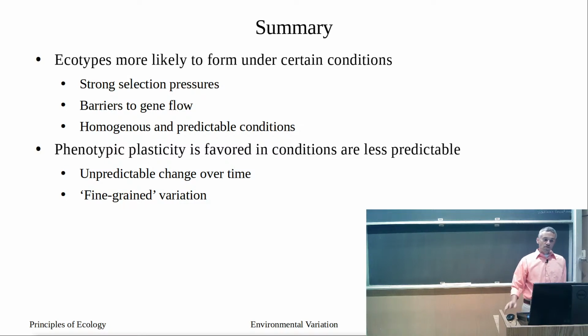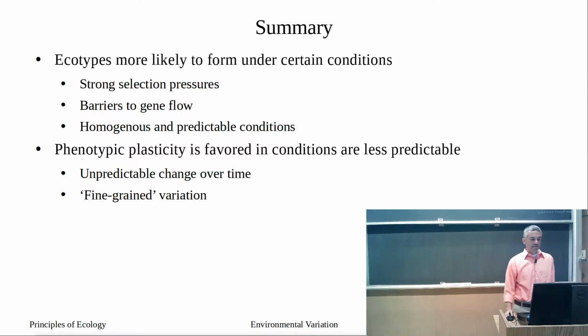Sometimes, though, we don't have these conditions. We don't have homogeneous and predictable conditions. But our organism still has to be able to survive those changing conditions. So how do they do that? Well, they can do that with phenotypic plasticity. So they could have evolved the mechanism to alter their phenotypes when the environment changes.